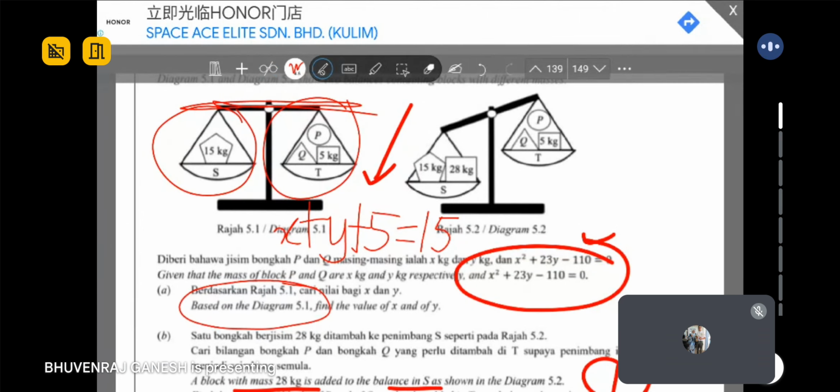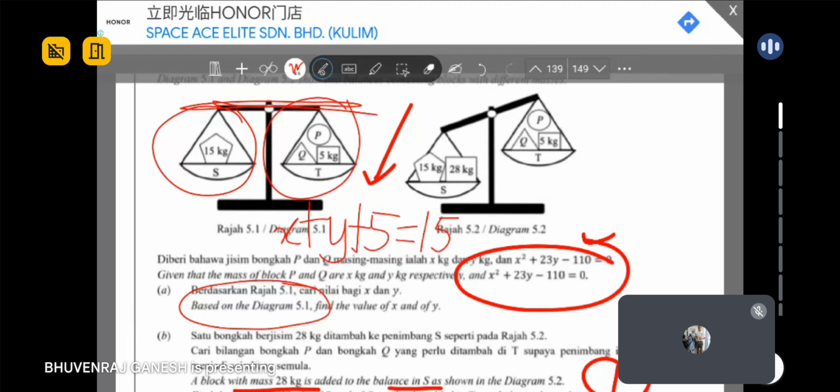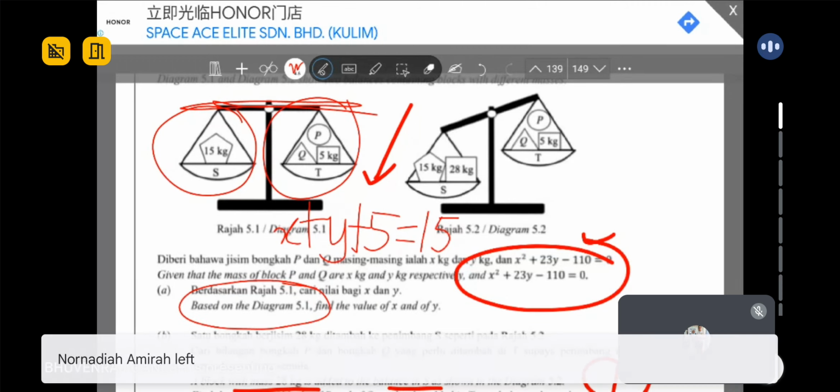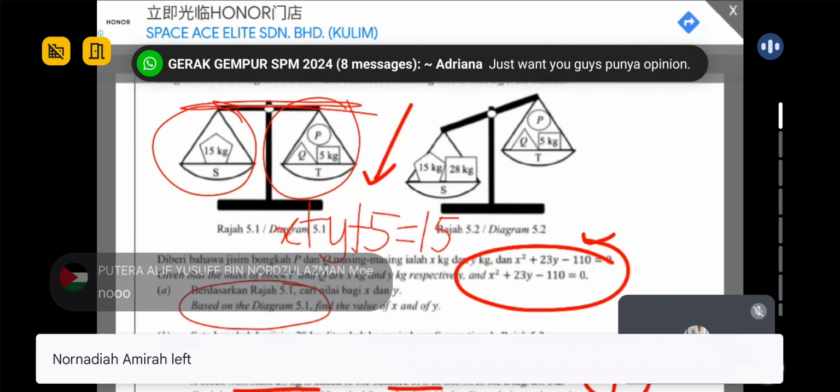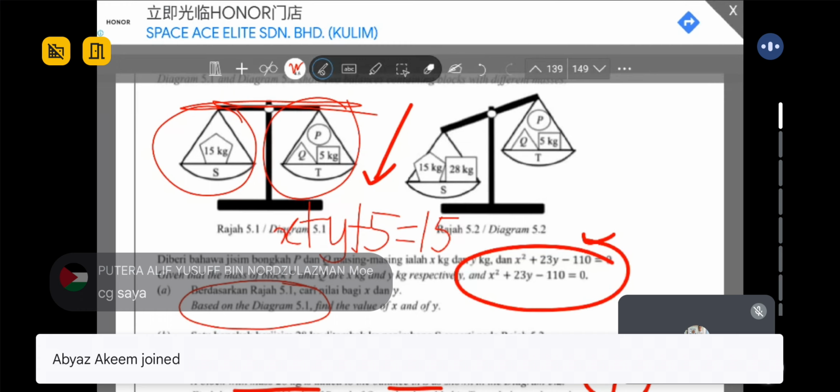So how to do this guys? Logic, very logic. Cikgu Advance buat soalan, wah, kamu merujuk kepada saya ke, Putra? Bila join classmates dan bila, oh, tak masukkan saya, okay. Oh, cikgu kamu, okay, faham.